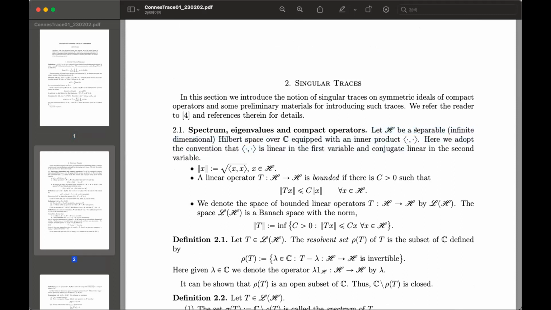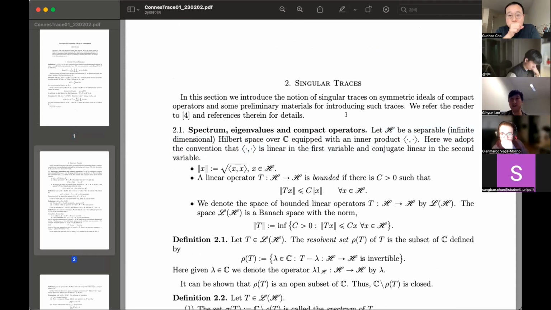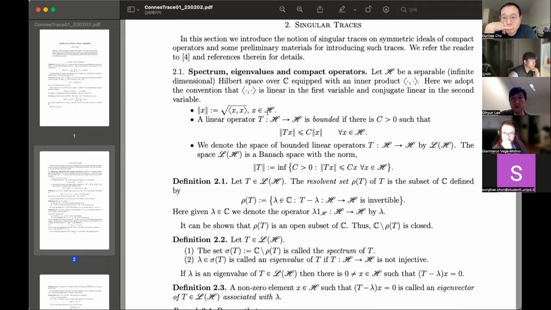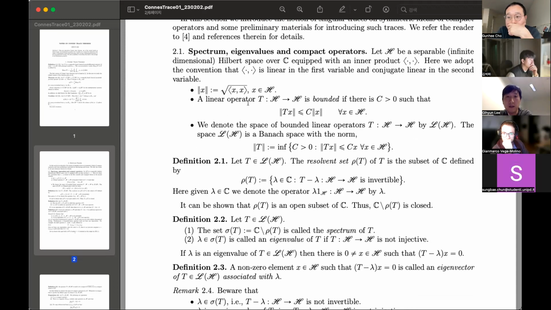I'll denote the separable infinite dimensional Hilbert space over C by this calligraphic H, and of course it's equipped with the inner product, and I adopt the convention that it is linear in the first variable and conjugate linear in the second variable. Of course, I think you already know that the Hilbert space automatically becomes a Banach space with respect to the induced norm from the inner product, and we say that the linear operator between Hilbert spaces is bounded, which is equivalent to saying that it's a continuous linear operator, if there is a constant satisfying this estimate.